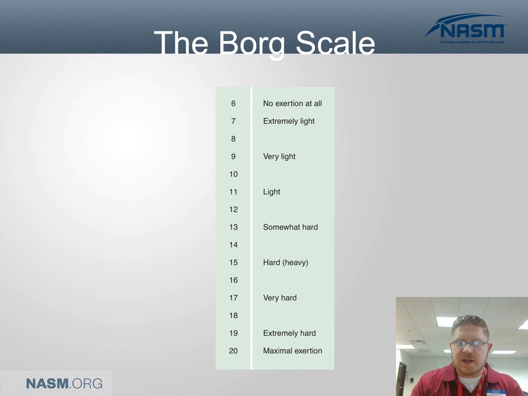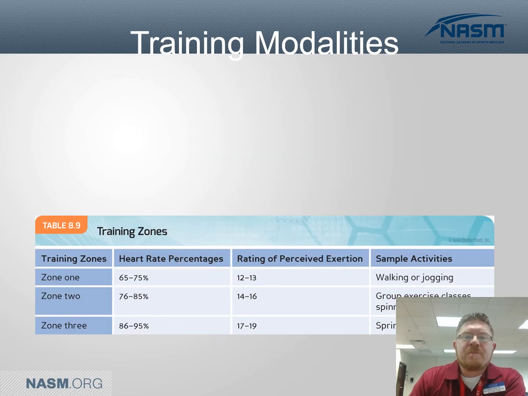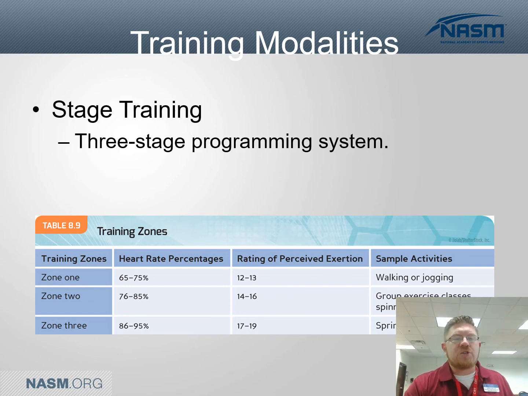There you have it, the Borg scale in all of its glory. So, some training modalities for zone 1, zone 2, and zone 3. Remember we had the zones about what's appropriate for people based on the assessments that you do. There's stage training, so 3-stage programming. I'm going to open my book because my head's in the way of me actually seeing what I'm looking at here. There we go.